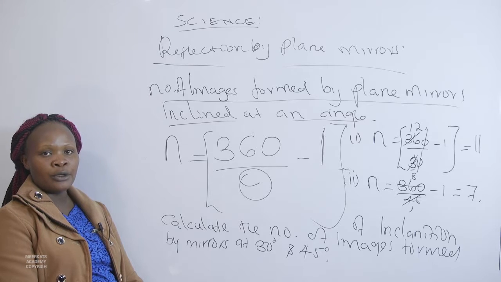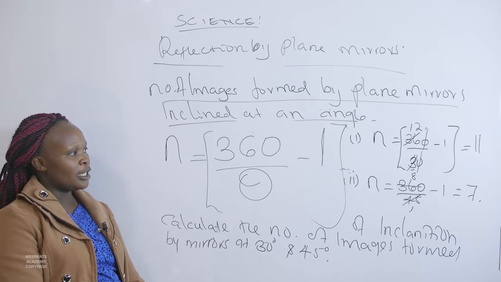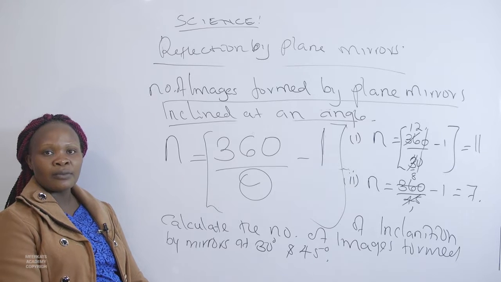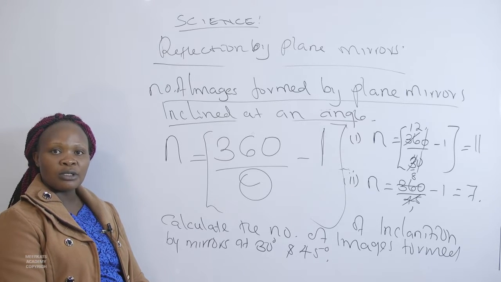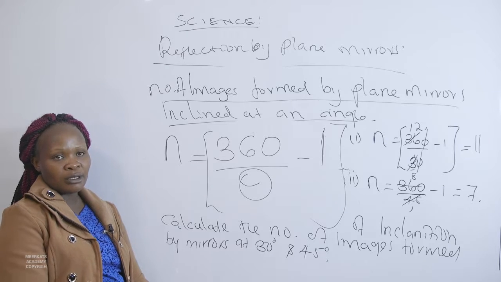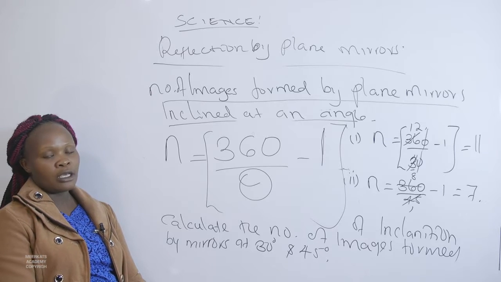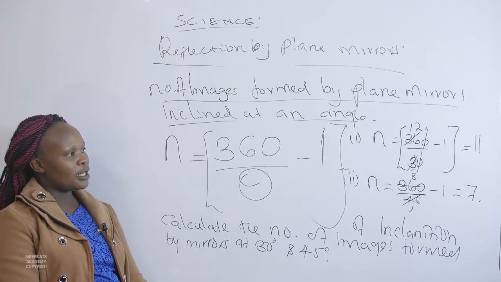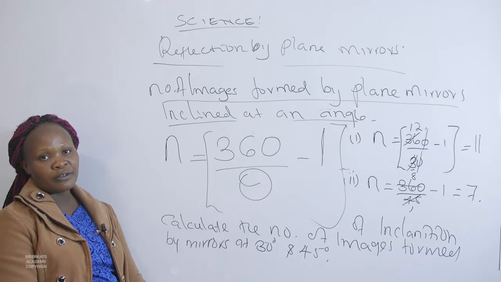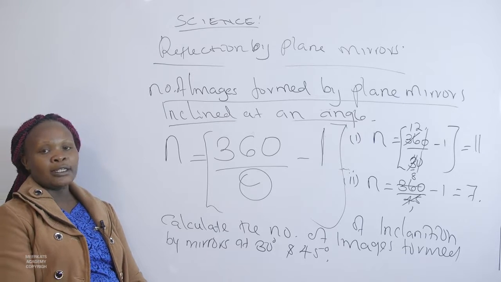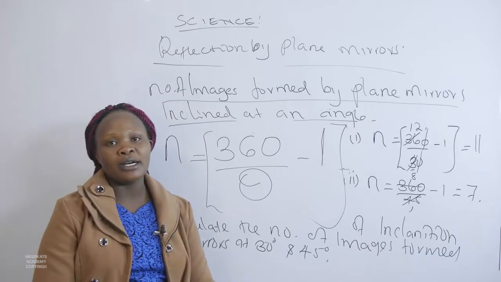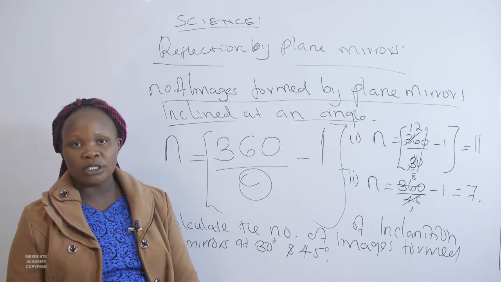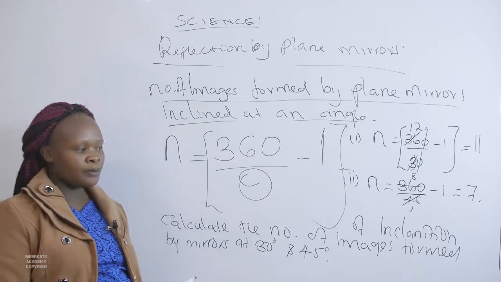That is how we calculate the number of images formed by plane mirrors. And it is good to remember always that plane mirrors form their images by reflection, and that the images will always be virtual because rays appear to come from some point behind the mirror, though in real sense they do not.